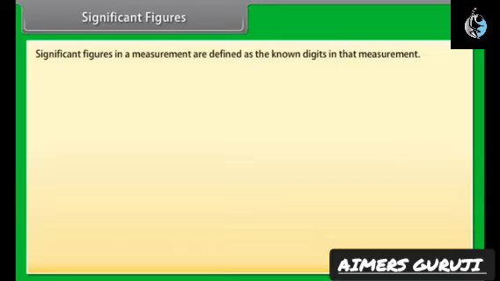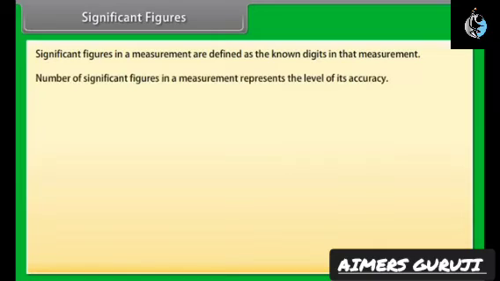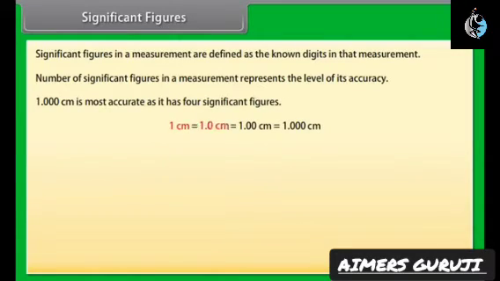Significant figures. Significant figures in a measurement are defined as the known digits in that measurement. Number of significant figures in a measurement represents the level of its accuracy. It means the more the number of significant figures in a measurement, the more accurate that measurement is. Let us take an example. 1.000 centimeter is most accurate as it has 4 significant figures.